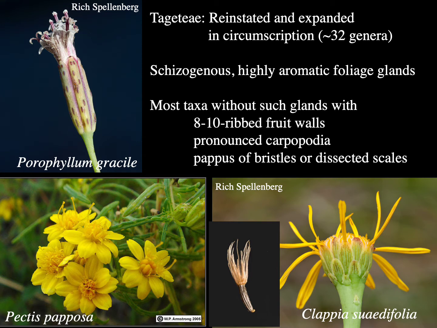So the fruits are generally 8 to 10 ribbed, deeply ribbed fruits, like you see here next to the Clappia photo is a fruit of that same species. They also have a pronounced carpopodium at the base of the fruit, this little stalk, and a pappus of bristles or dissected scales that are comparable to what we see in the core part of the tribe that have these aromatic foliage glands. And so this is a group that's very diverse in the desert Southwest and further south into subtropical climates.